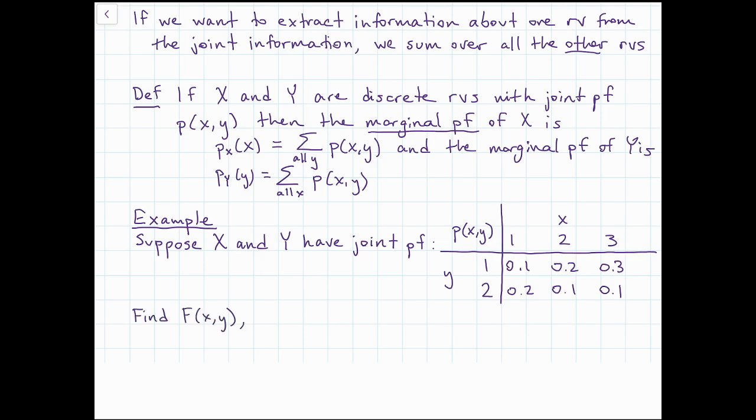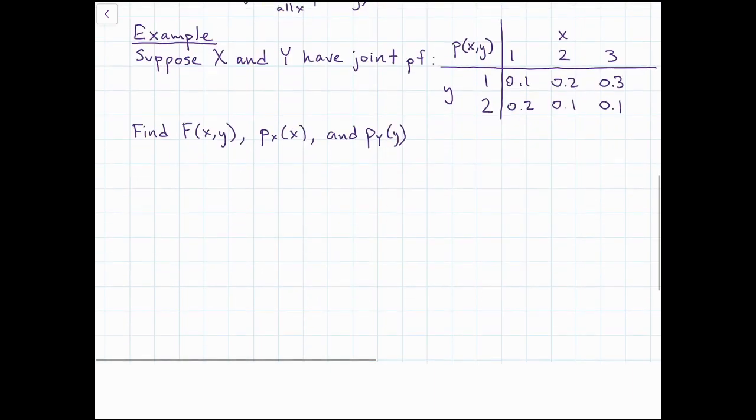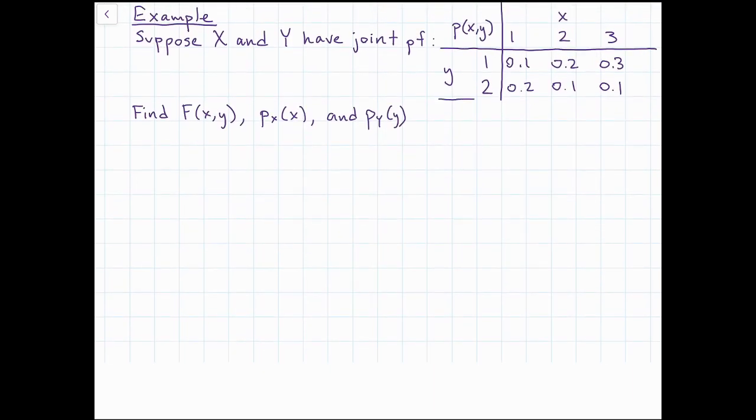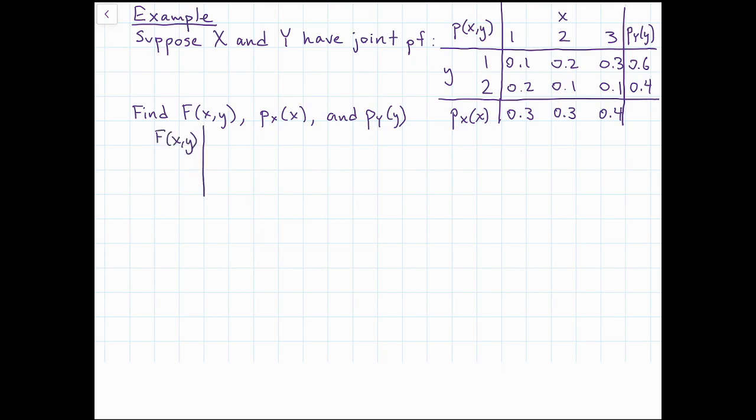All right, what we want to do is find the joint CDF as well as the marginal PFs of each of those two variables. For the marginal probability functions, we can just sum down the columns to get p sub x of x and sum across the rows to get p sub y of y. And that gives us our marginal probability functions.